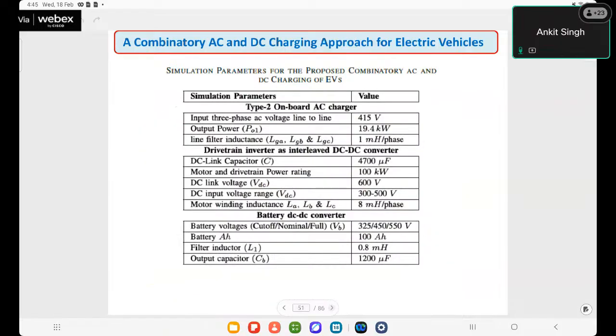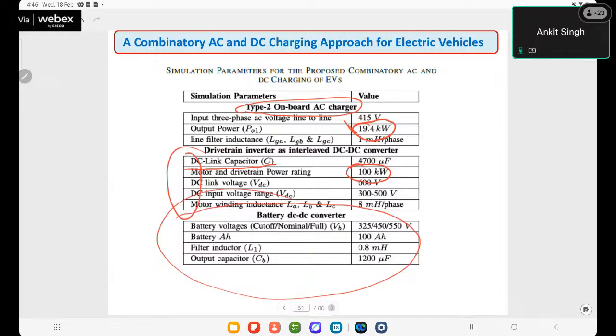So we can see the parameters here. Type 2 on-board AC charger, because a three-phase system comes into level 2 or type 2. So it is limited to, again, type 2, which in on-board application is around 19.4 kilowatt. In some standards it may reach 22 kilowatts. And through the DC supply, we can see here the drive inverter acts as an interleaved DC-DC converter, and the motor and drive power rating is 100 kilowatt. And the DC link voltage is 600 volt, but these are the battery ratings.